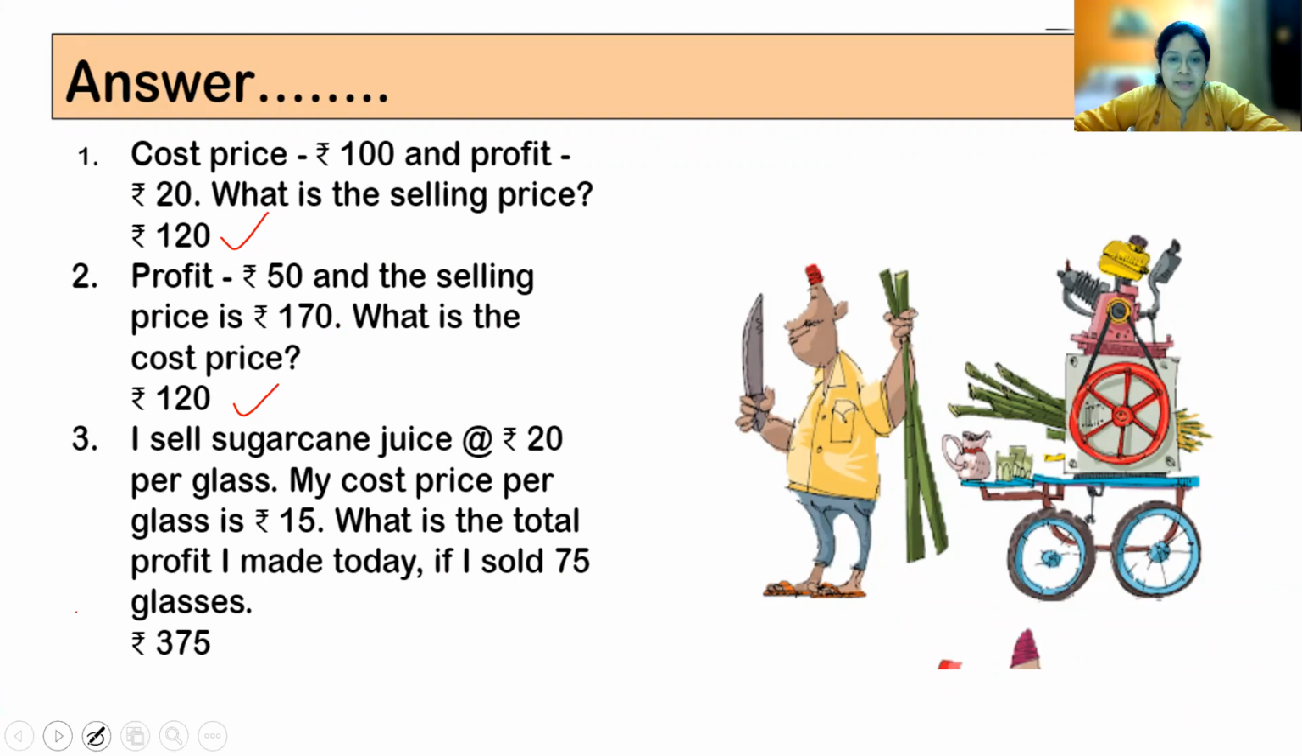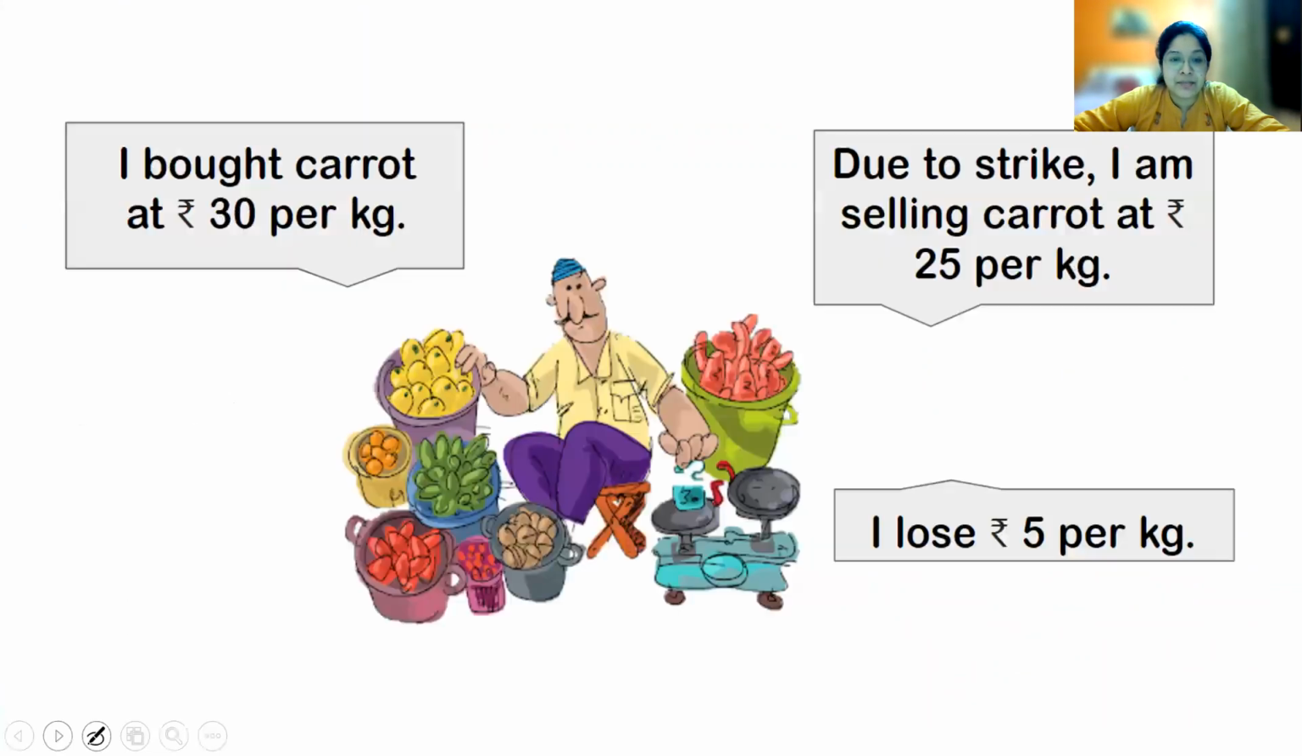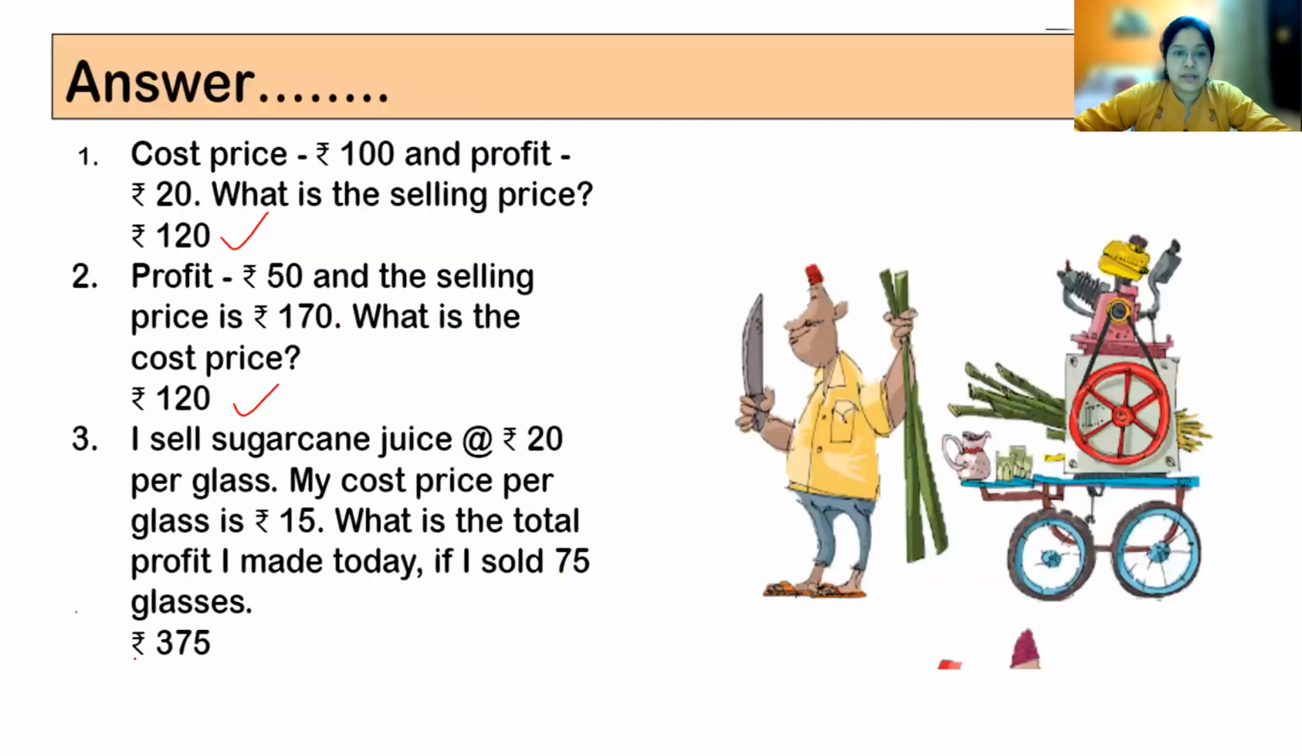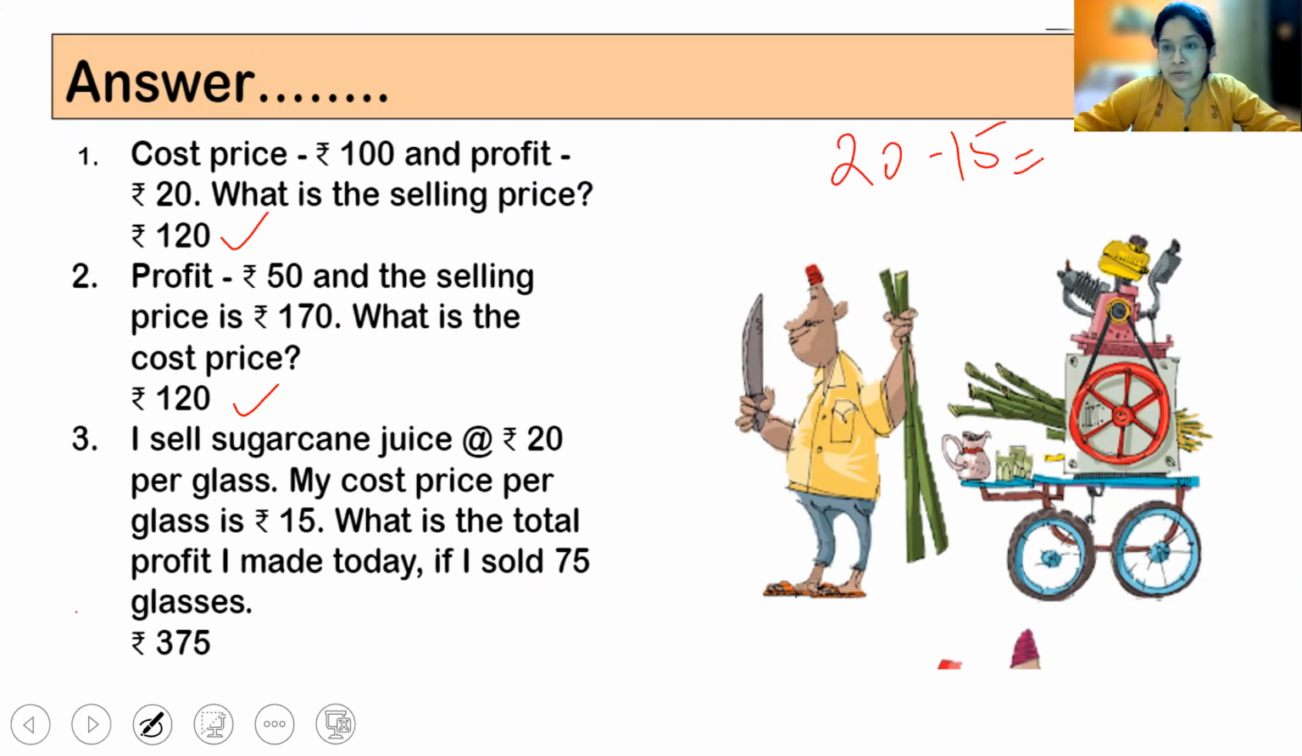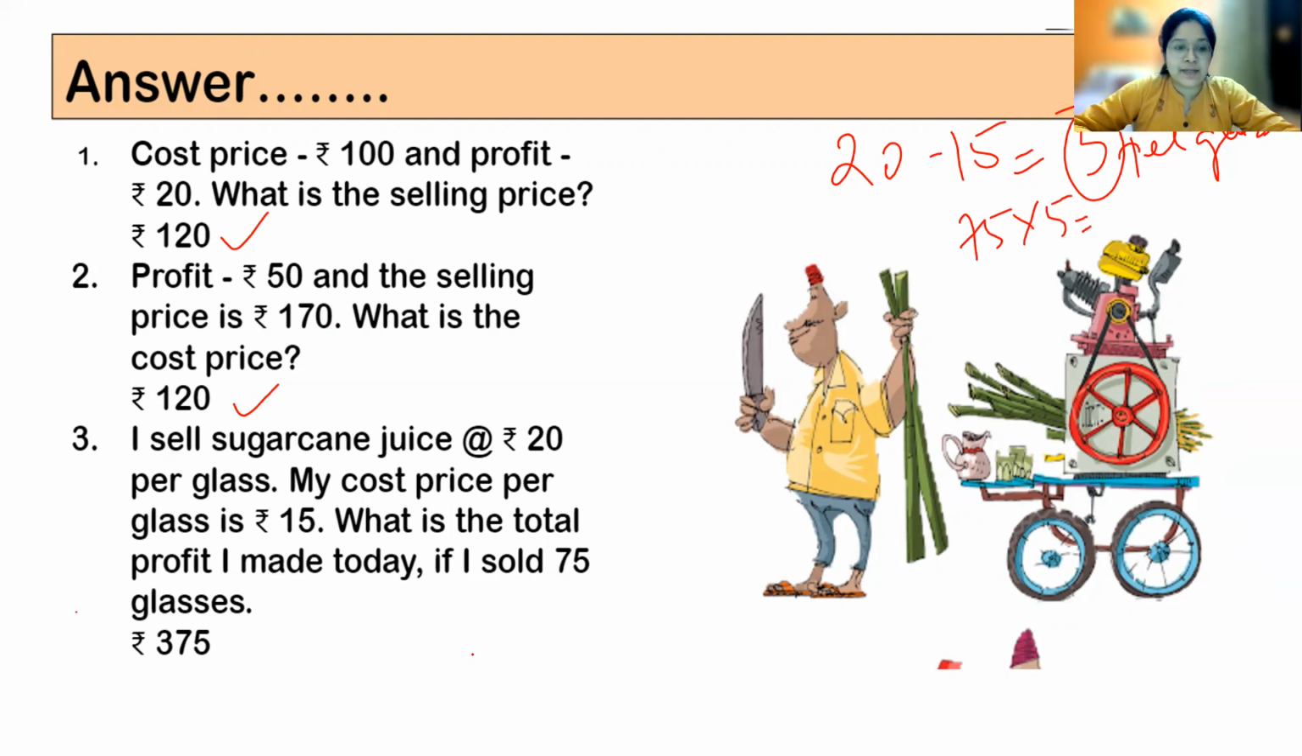We will multiply. We will take 20 minus 15, which is equal to rupees 5 per glass. And this 5 we will multiply with 75 such glasses. So 75 into 5, and you will get 375.